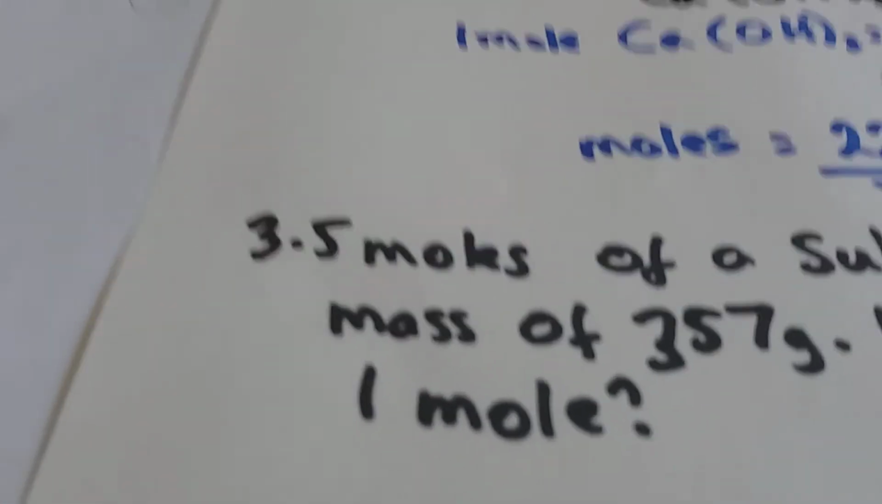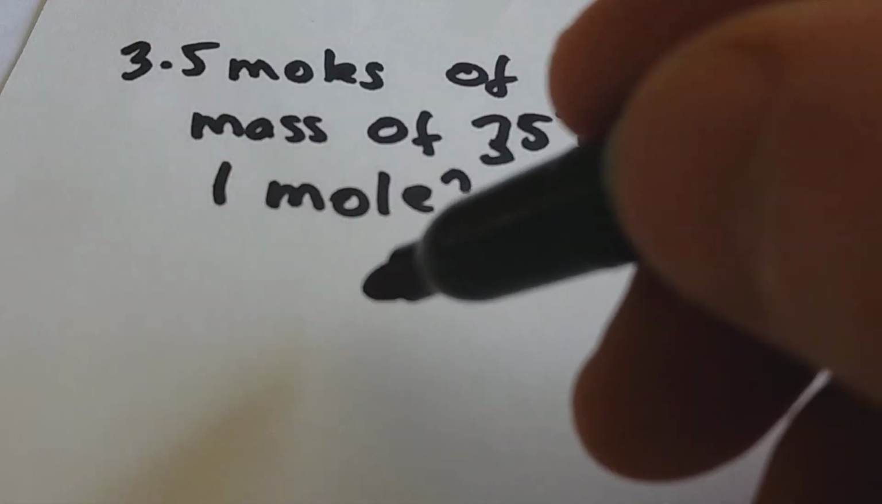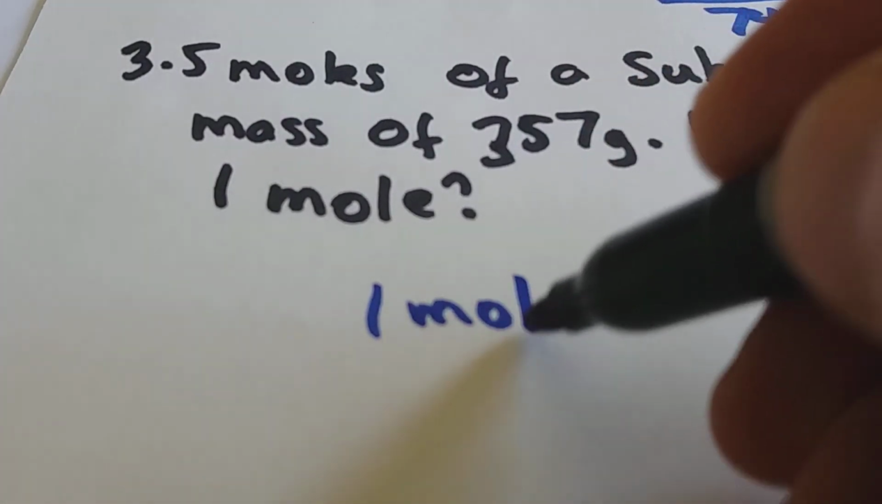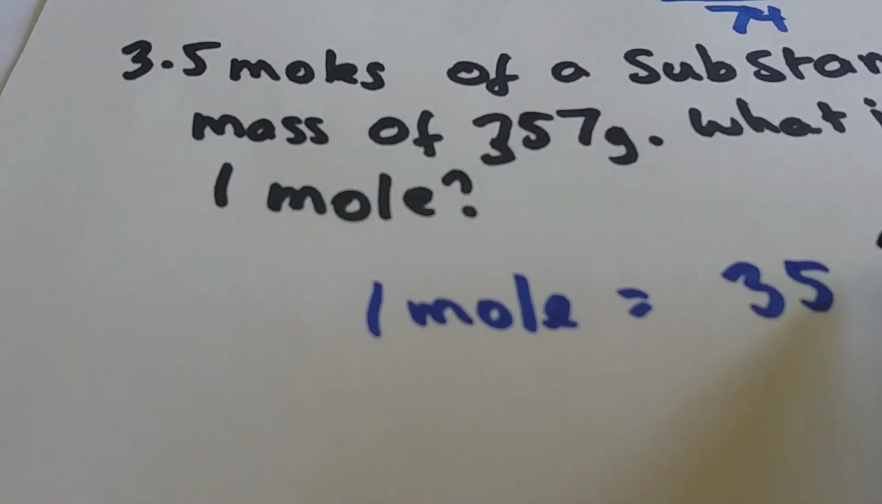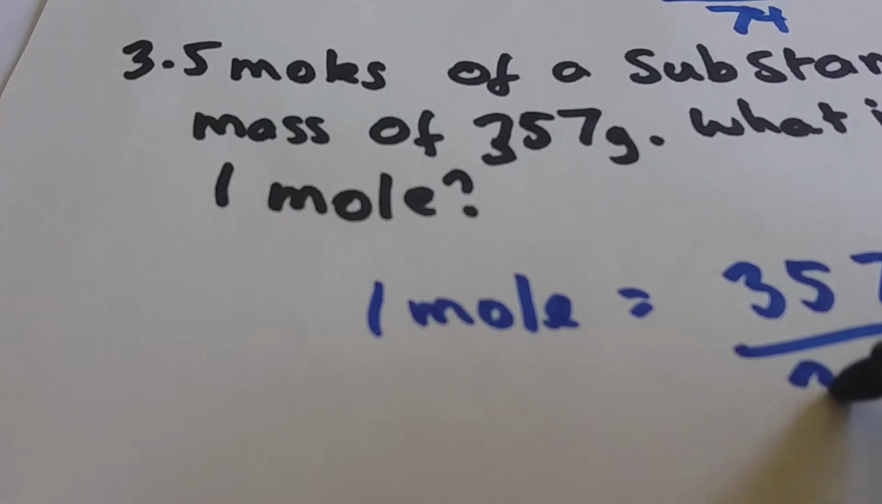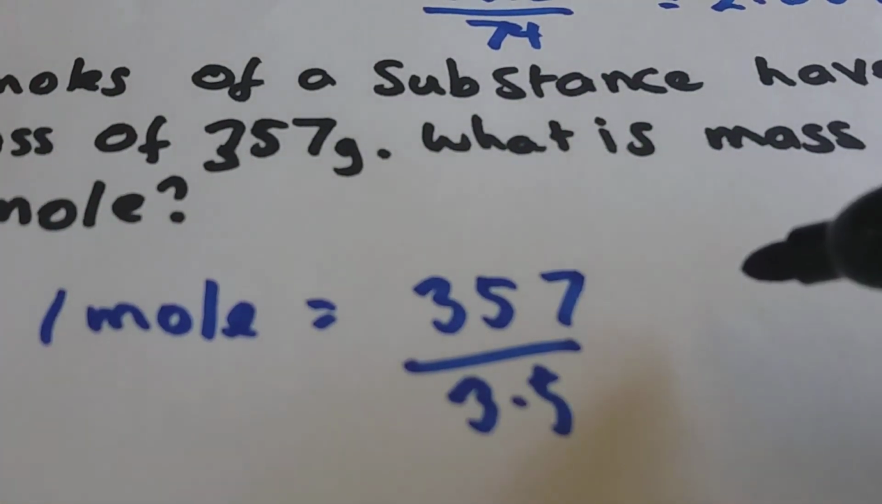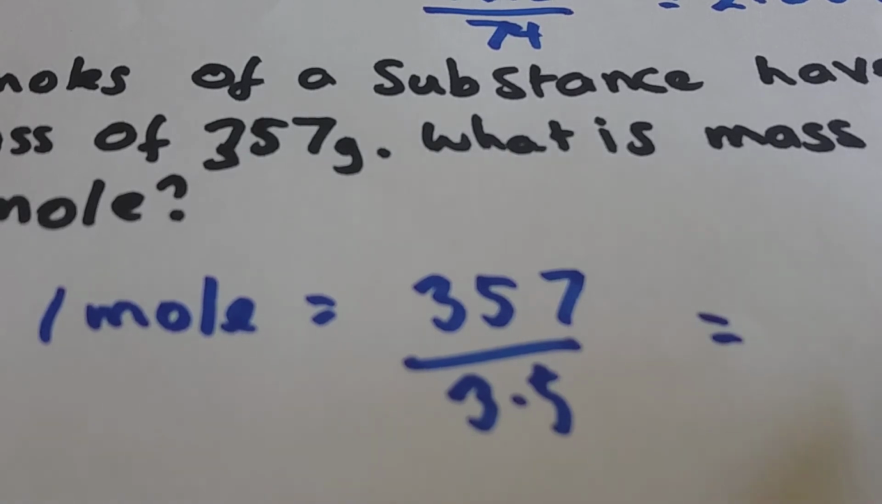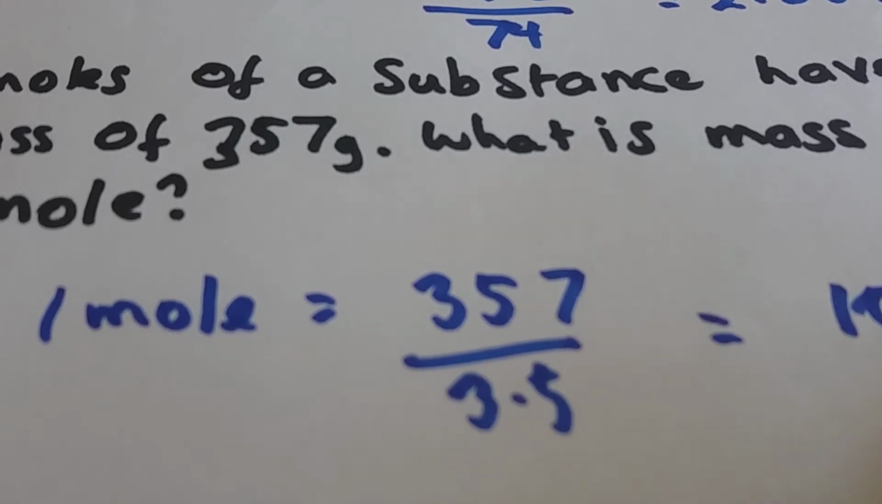So in this case then, one mole will equal 357 divided by 3.5. Now, 357 divided by 3.5 comes out as 102 grams.